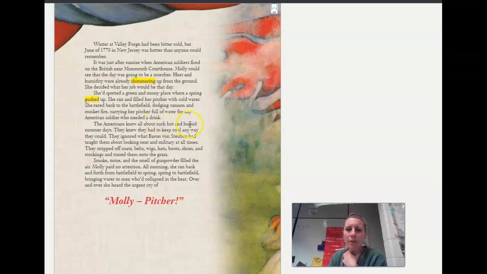The Americans knew all about such hot and humid summer days. They knew they had to keep cool any way they could. They ignored what Baron von Steuben had taught them about looking neat and military at all times. They stripped off clothes, belts, wigs, hats, boots, shoes, and stockings and tossed them onto the grass. Smoke, noise, and the smell of gunpowder filled the air. Molly paid no attention. All morning she ran back and forth from battlefield to spring, spring to battlefield, bringing water to the men who'd collapsed in the heat. Over and over she heard the urgent cry of, "Molly, pitcher!"